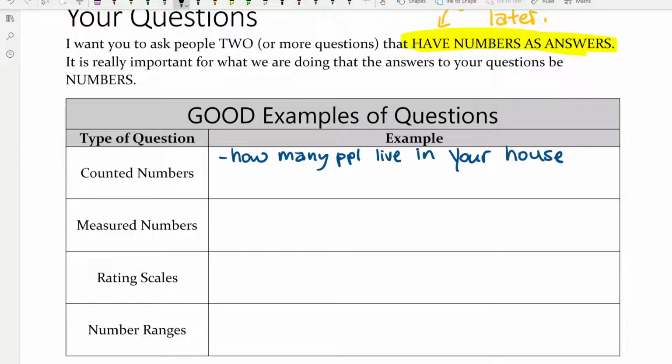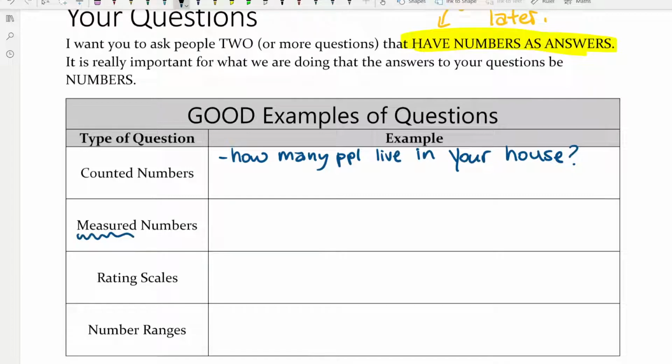That's just a counted answer. And you would just give them a box and you could say, put the number in the box. 7 people live in my house. Maybe for some of you, the answer is 4 people live in your house. But that would be the first example of a question. Just counted. How many people live in your house?